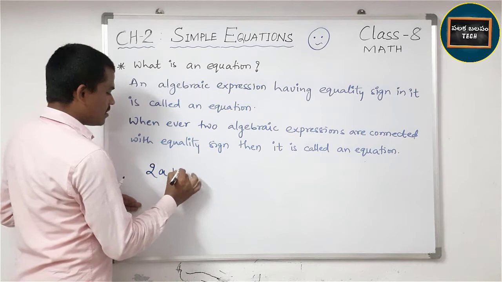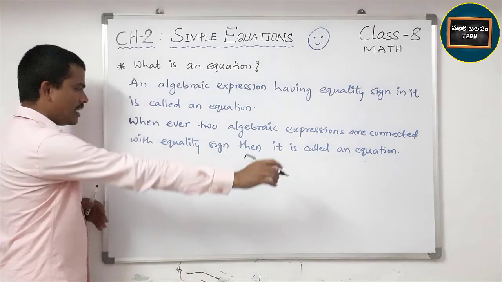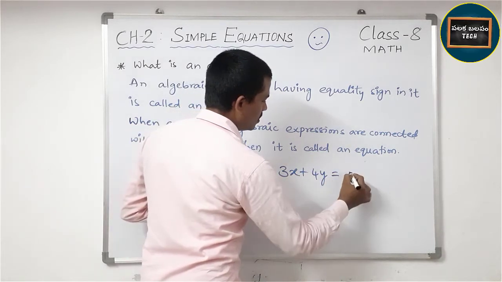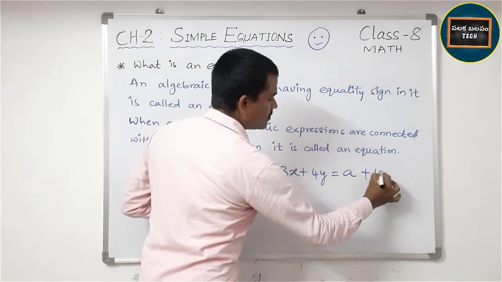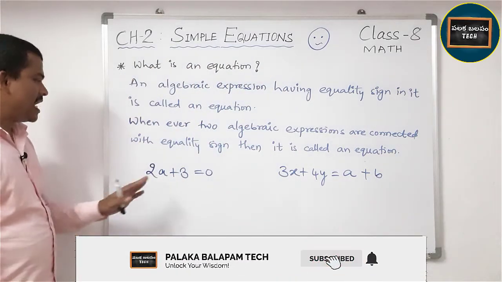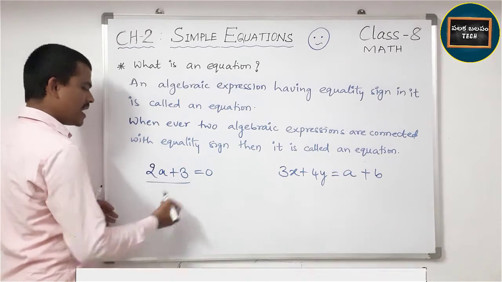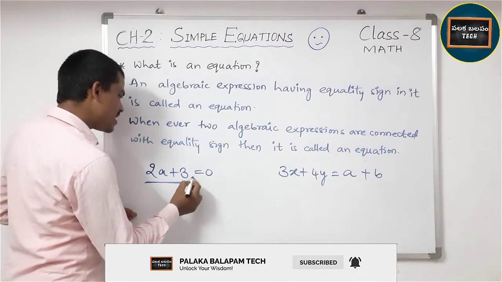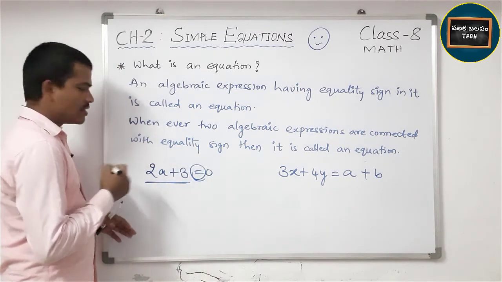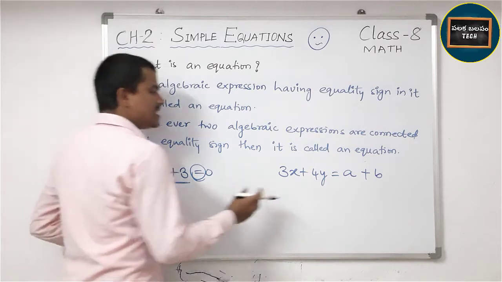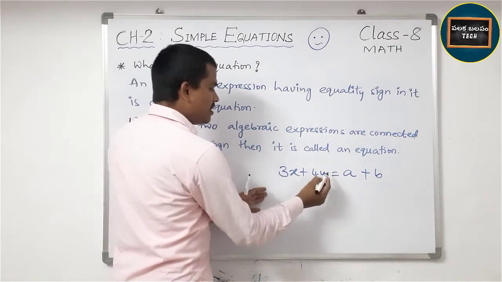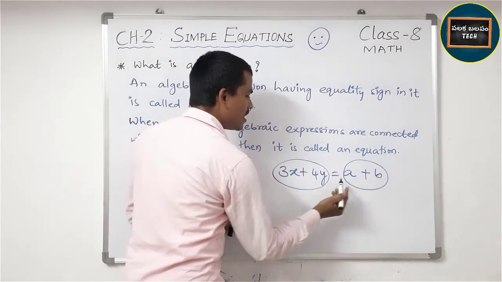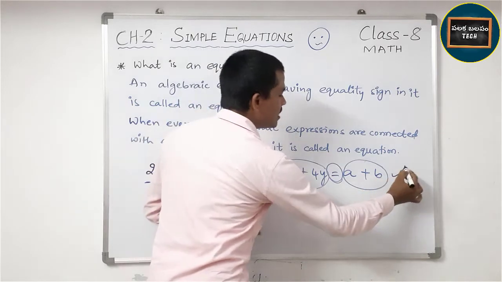Now let us see some examples for an equation. 2a plus 3 equal to 0, and 3x plus 4y is equal to a plus b. Now these two are treated as equations. Why? Because 2a plus 3 is an algebraic expression, and in it we can find the equality sign, so it is called an equation. And similarly here, according to the second definition, this is one algebraic expression, this is another algebraic expression, and these two are connected with the equality sign, so it is called an equation.